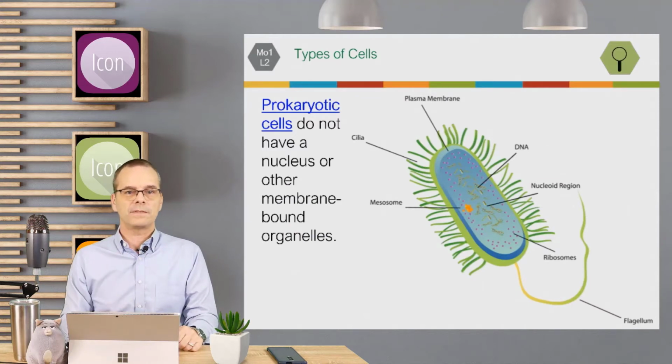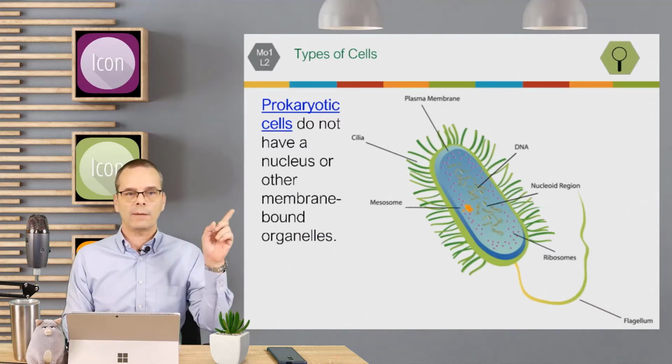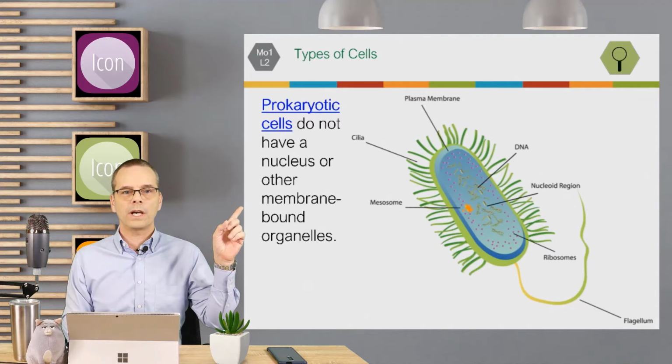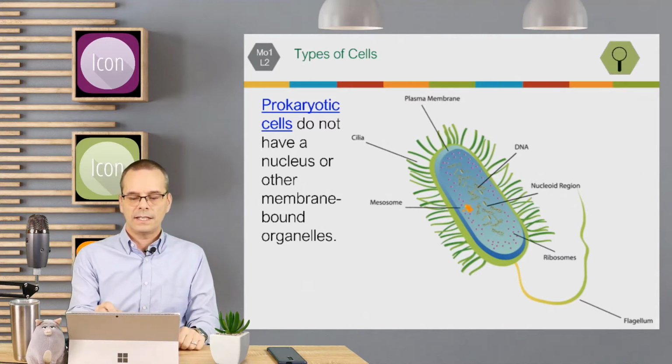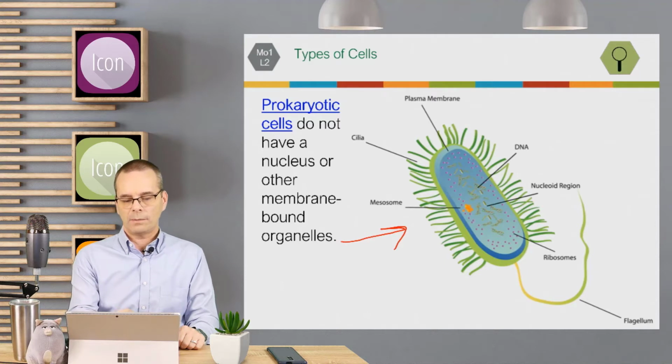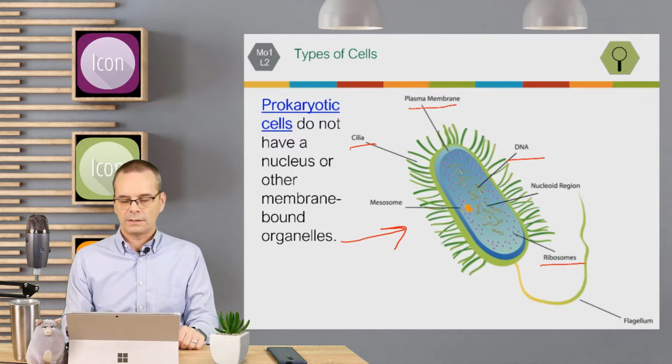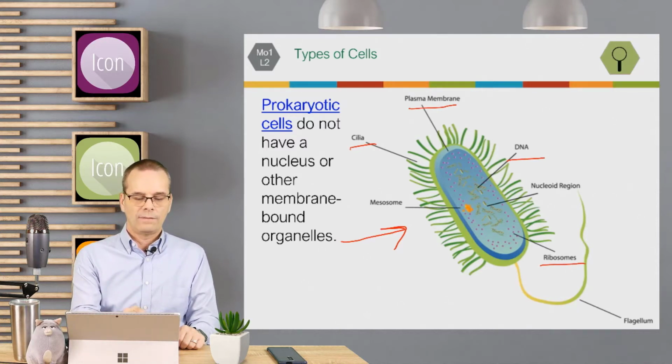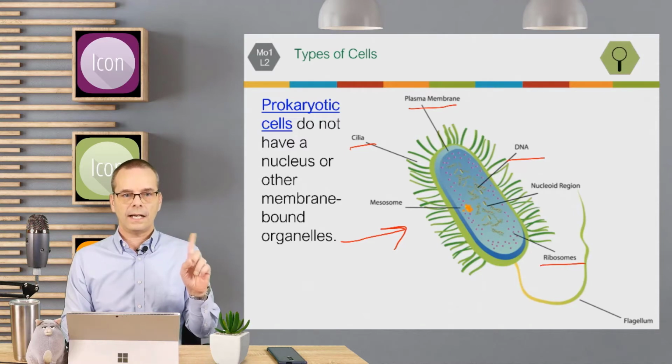So let's look at the types of cells. We talked about this in our vocabulary words. The first one was prokaryotic. You can see a little diagram of a prokaryotic cell here, and it lists out some of the parts, like the cilia, the membrane, the DNA, the ribosomes, etc. And remember, it does not have organelles. So it just has parts of the cell.